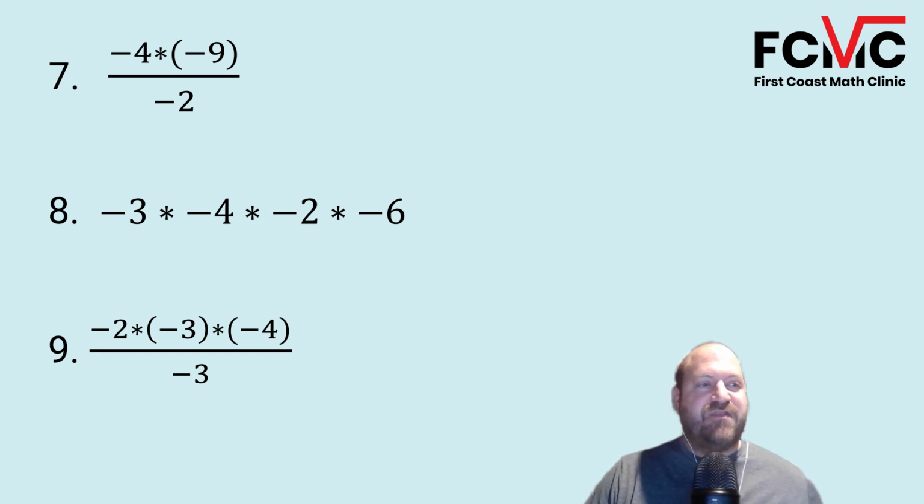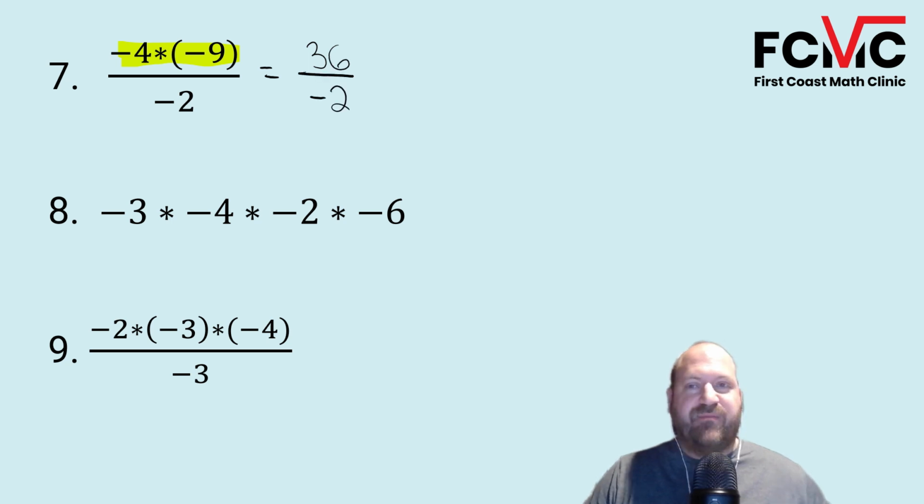All right, let's look at a couple more examples. For number 7, we've got -4 times -9 divided by -2. So I'm going to start in our numerator. We're multiplying two numbers that are the same sign. A negative times a negative is a positive. So we have +36 over -2. Now we're dividing two numbers that are opposite signs. When we divide two numbers that are opposite signs, the sign of our answer is going to be negative, so we're going to get negative 18.